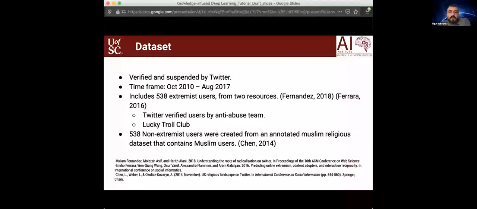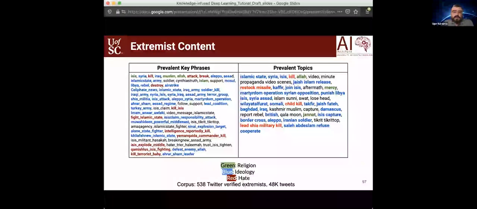We are using some Twitter data that were verified by Twitter as extremist users. And we are also using some non-extremist user data that contains only Muslim users. So just exploring the data that we have, what is in the data? What can we actually see when we look at the data or the content that we have?